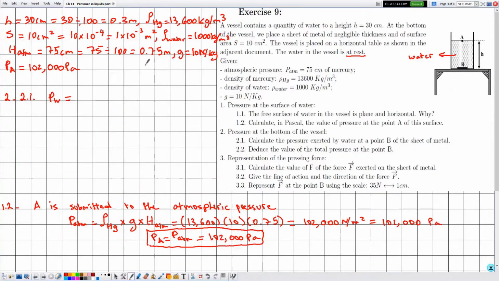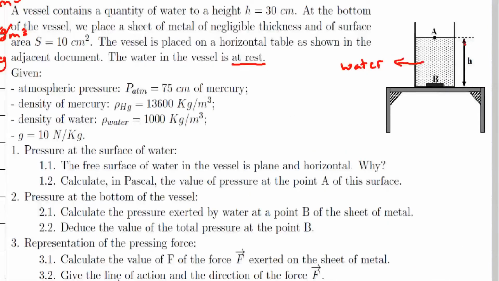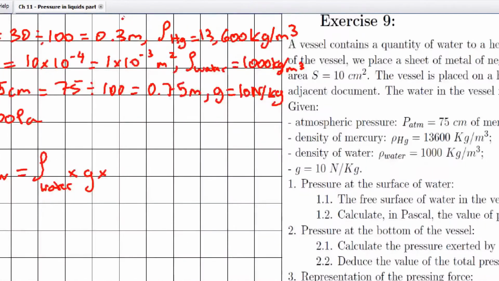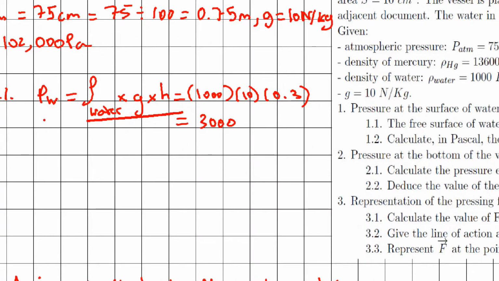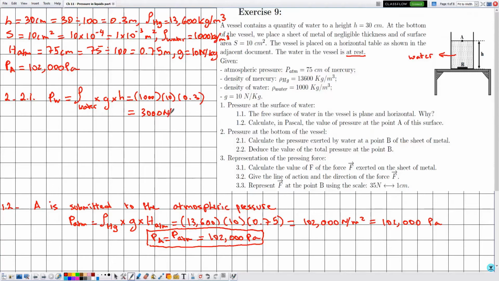This liquid is water, so it's the density of water times G times the depth at which we are calculating this pressure, which is H, and the value of H is 0.3. So the density of water is 1000, multiplied by 10, multiplied by 0.3. Plugging this into the calculator, the pressure exerted by water on the point B is given by 3000. Since everything is expressed in the SI, the value of the pressure will be in the SI, which is Newton per meter square, and usually this unit is denoted by Pascal. So the pressure exerted by water on the point B is 3000 Pascal.